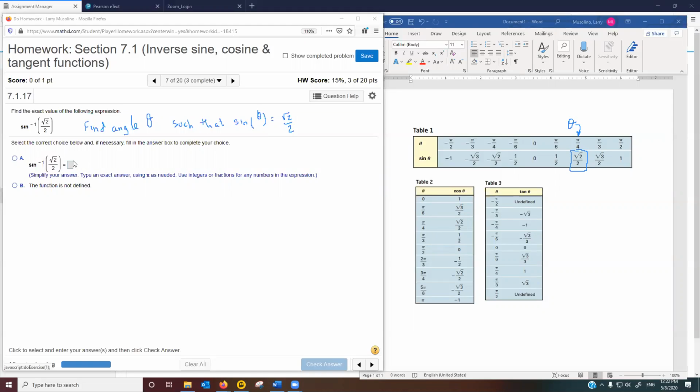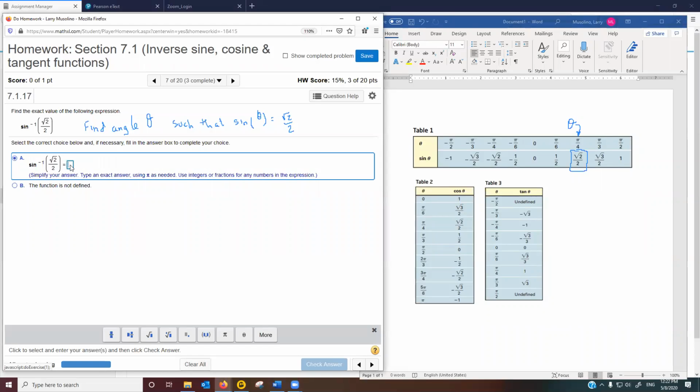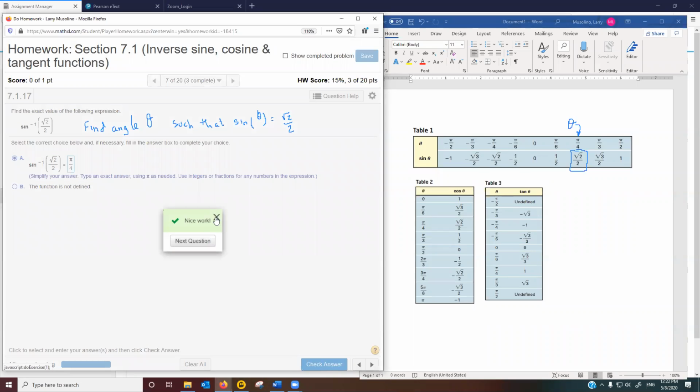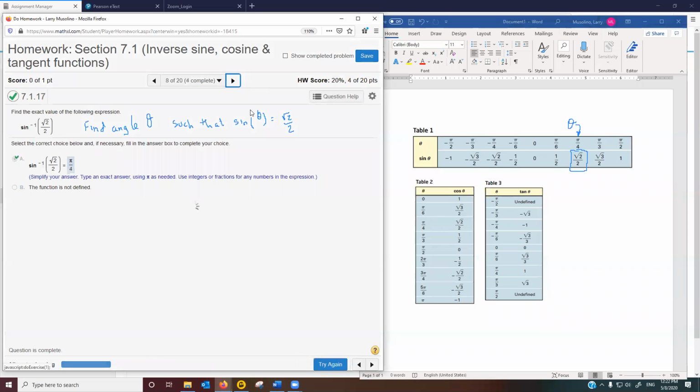And you might remember when you click your mouse in the answer box, you get this menu on the bottom. So I'm going to click this fraction button. And on the top of the fraction, I'm going to put pi. And on the bottom of the fraction, I'll put 4. Okay. All right, let's do 1 or 2 more.